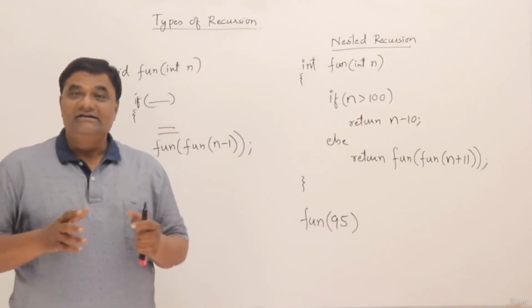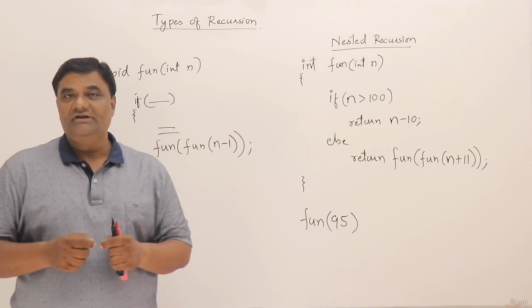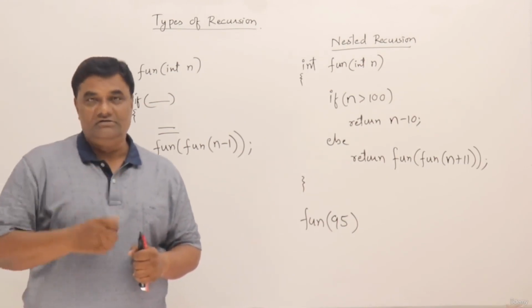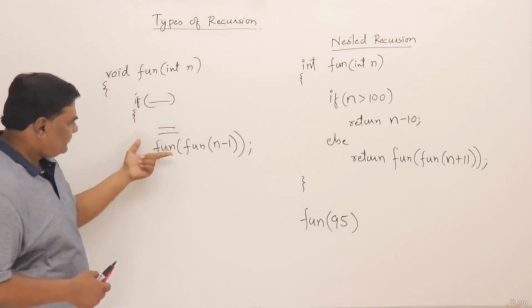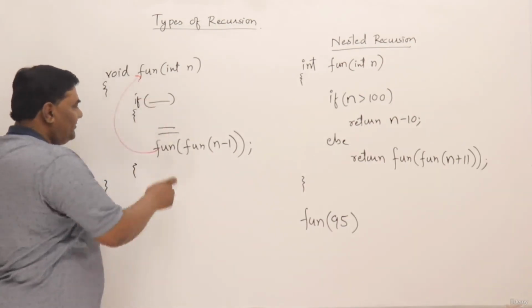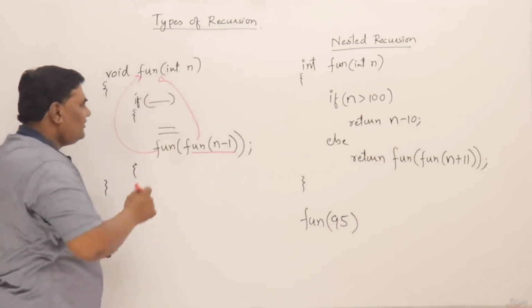Let us look at nested recursion. In a nested recursion, a recursive function will pass a parameter as a recursive call. See, here is a recursive function and it is calling itself, so it is recursive. It is calling itself here. But what is the parameter? The parameter itself is a recursive call.